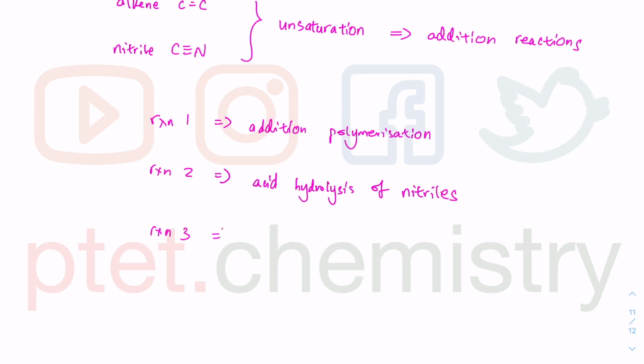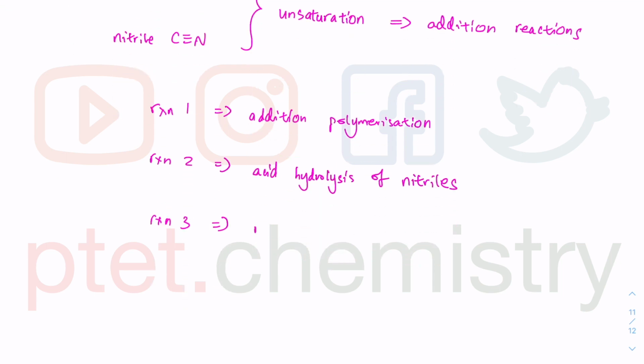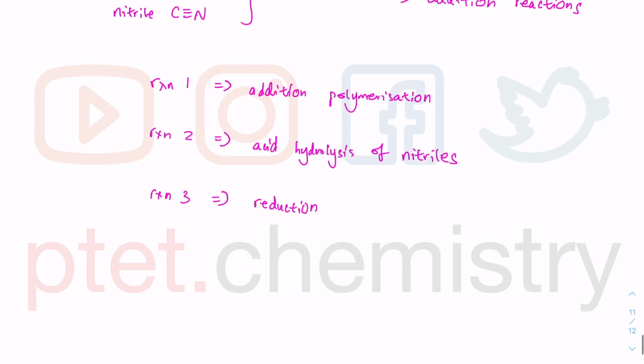Reaction 3 is just adding hydrogen across the alkene as well as across the nitriles. Okay, so what I believe is reduction, but some textbooks, some teachers will have called it addition. Technically it is reduction because both carbon and the nitrogen will have gained hydrogen atoms. Gain of hydrogen in the context of organic chemistry is what I call reduction.